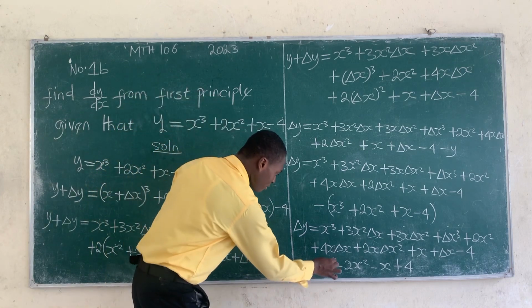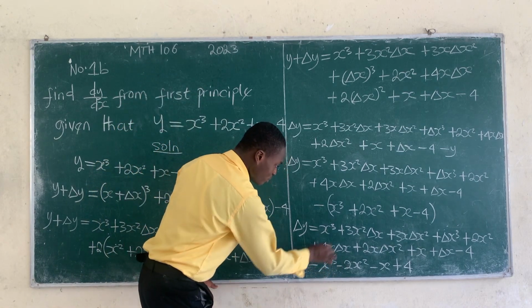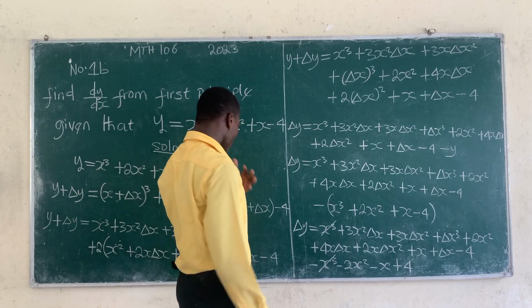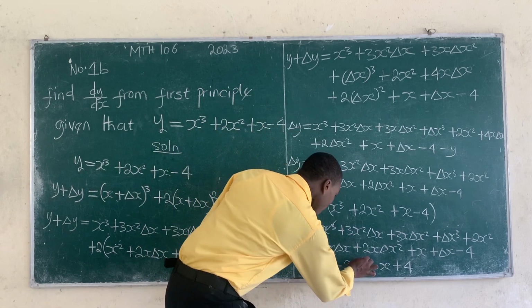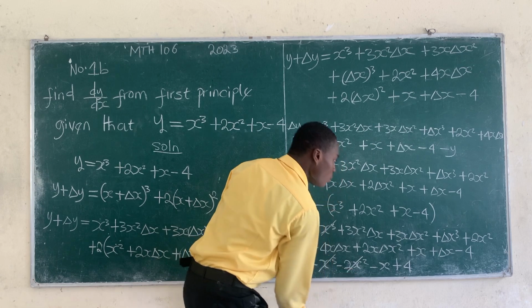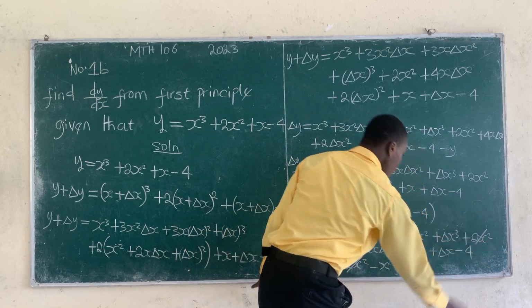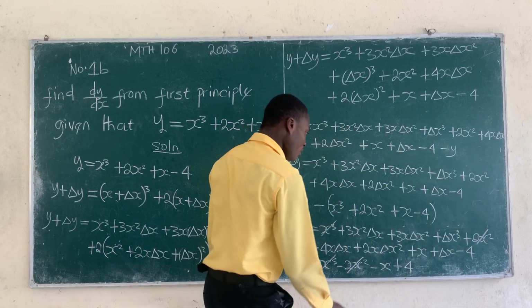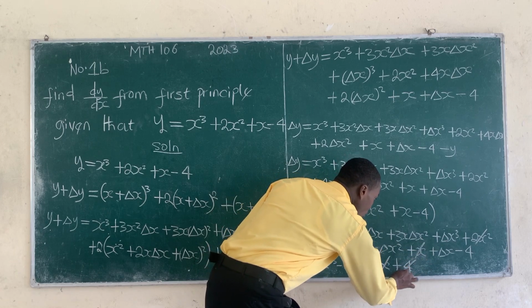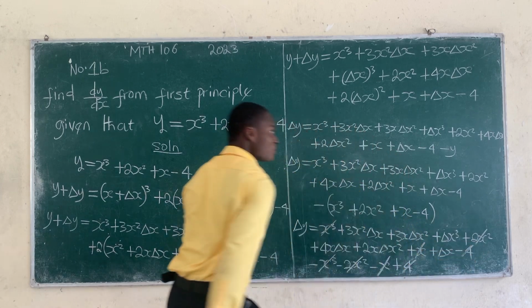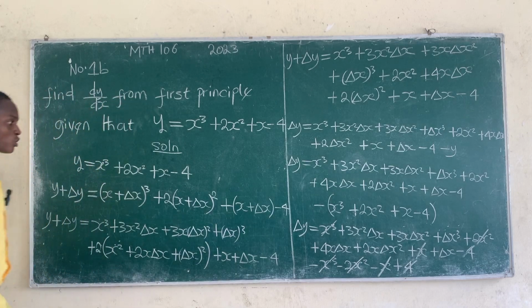So what we are going to do now is to cancel out. If you observe, minus x cubed, we cancel out x cubed. The next one there is minus 2x squared, we cancel out plus 2x squared. Another one there is minus x, we cancel out plus x, and 4, we cancel out minus 4. So let's rewrite what we have now.